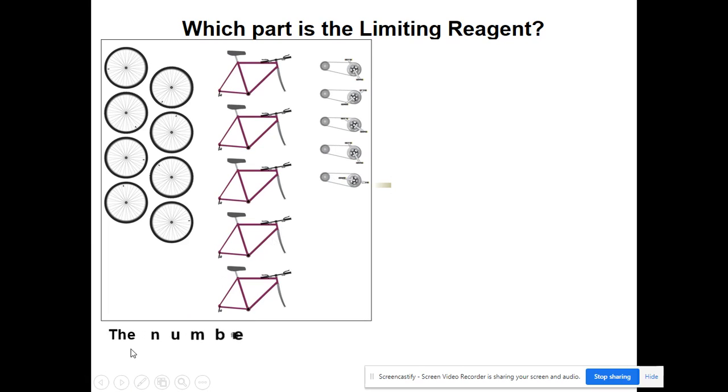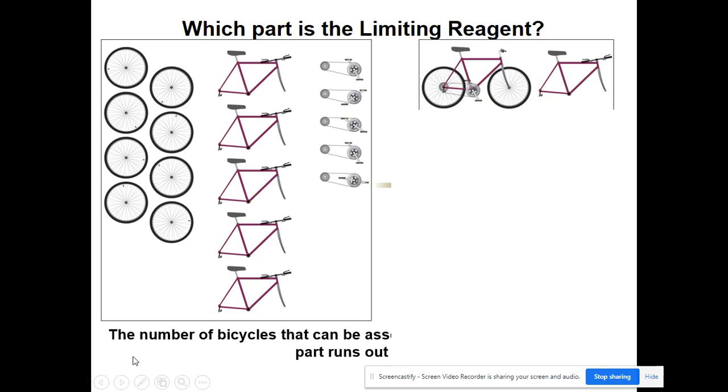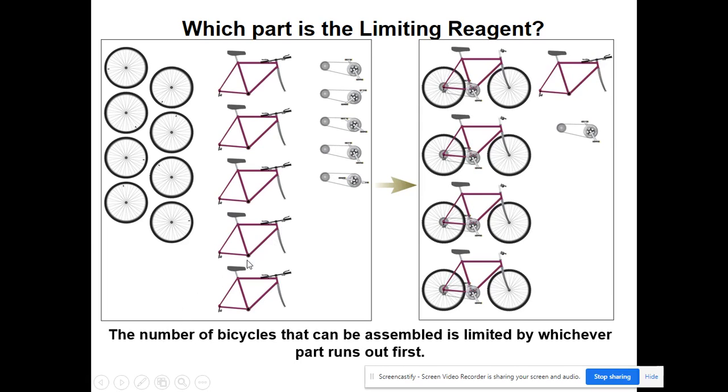So we would make four bikes, and we would have one frame and one set of gears left over. We would say that the limiting reagent in this particular problem is the bicycle tires. We have an excess of one frame and an excess of one gear.